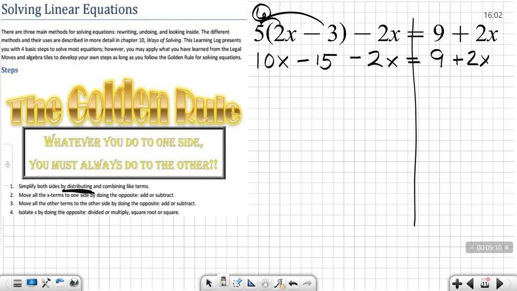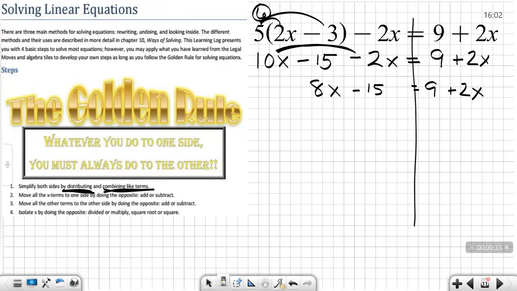The second part of simplifying is to combine my like terms. You're going to do this on each side separately. Just to simplify that side. You're not really doing anything to the equation except reducing the way it looks. So 10x and negative 2x, I can combine these two right here. That gives me an 8x altogether minus 15 equals 9 plus 2x.